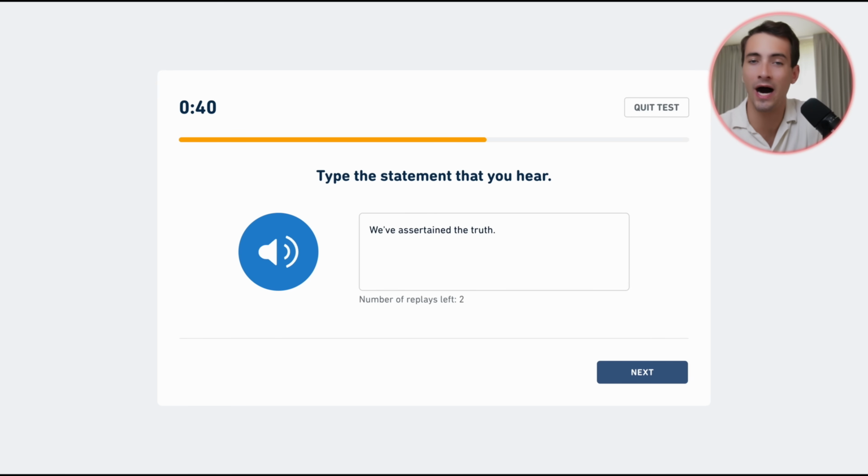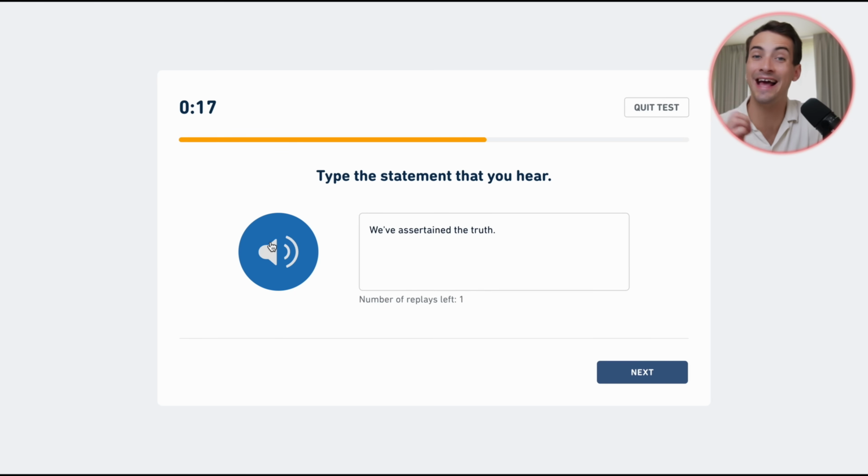Ascertain means acquired. So if you know the correct spelling of ascertained, go ahead and put it in a comment. Why not? Let us know what the correct spelling is. The other thing to be mindful of here for listen and type is Duolingo likes to include contractions. So listen to it again. We've ascertained the truth. We've ascertained the truth.